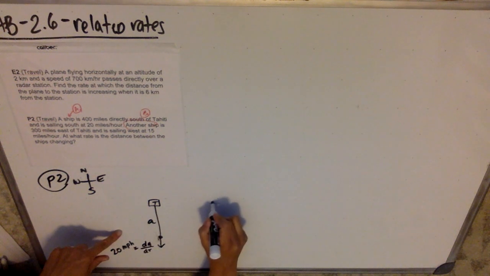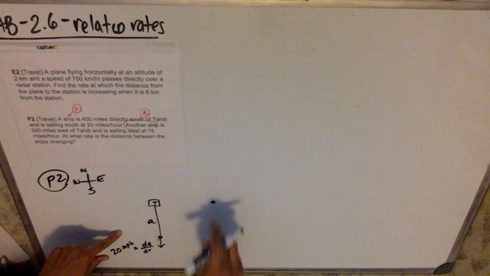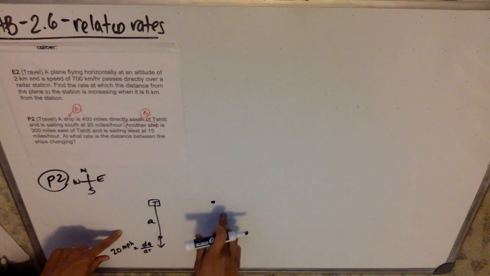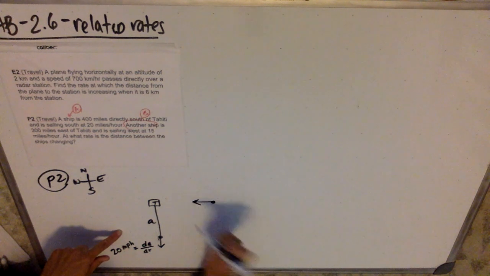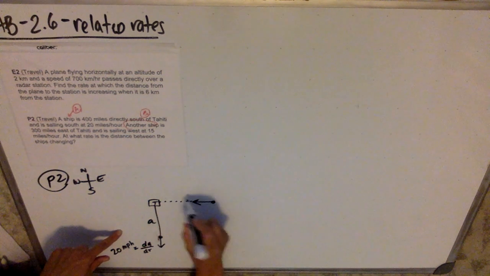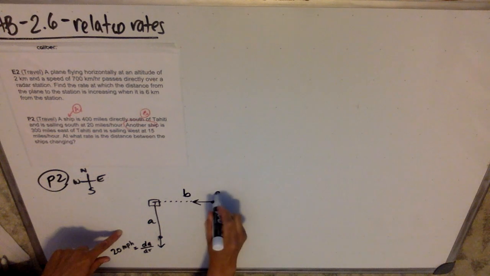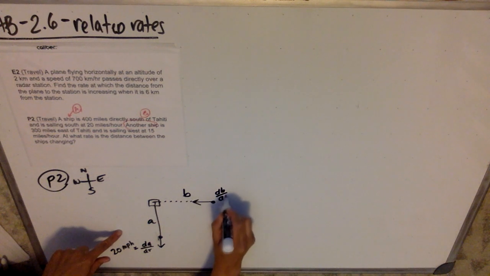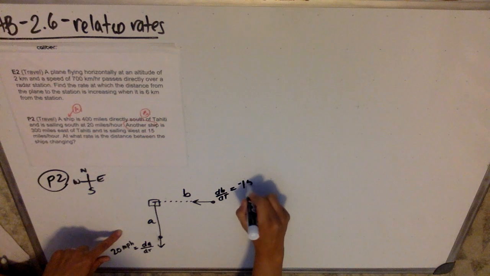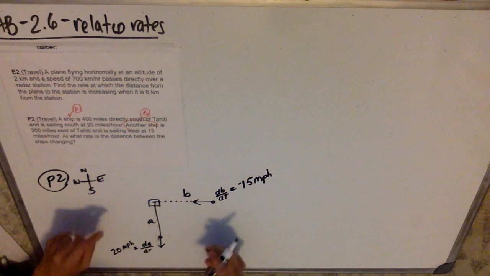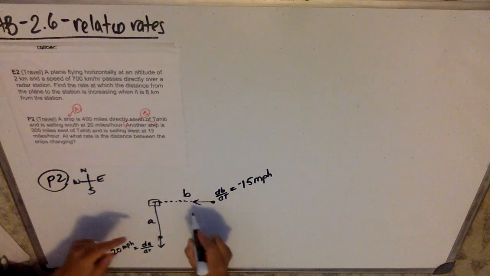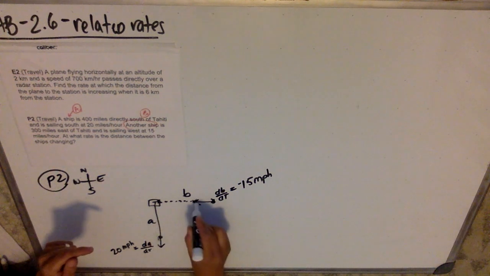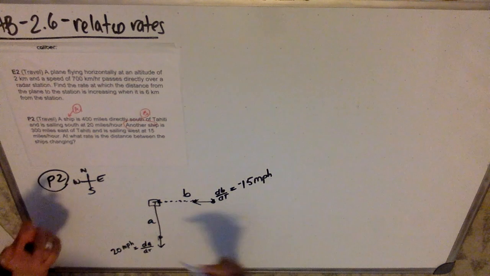But there's another ship, right? There's another ship that is starting 300 miles east of Tahiti, and it is sailing west, which means it's sailing towards Tahiti, right? Sailing this way. So I'm going to call this measurement B. What that means is that dB/dt is negative 15 miles per hour, right? The reason it's negative is because B is getting physically smaller. B is the measurement from here to here. Well, as the ship moves, B gets smaller, so dB/dt is negative.